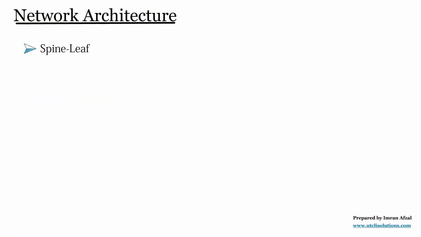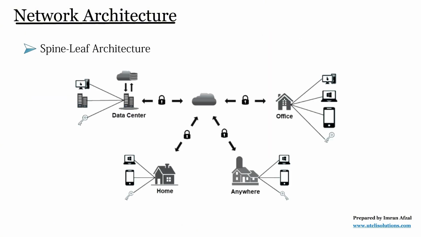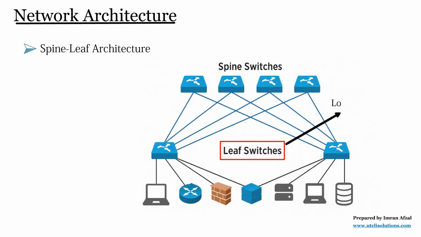Spine leaf architecture. You usually find this architecture in cloud infrastructure or data centers. Think of it like a super efficient road network in a modern city. Leaf switches are like local intersections that are connected directly to servers, firewalls, or routers. Spine switches are the highways that are used to link all leaf switches together.